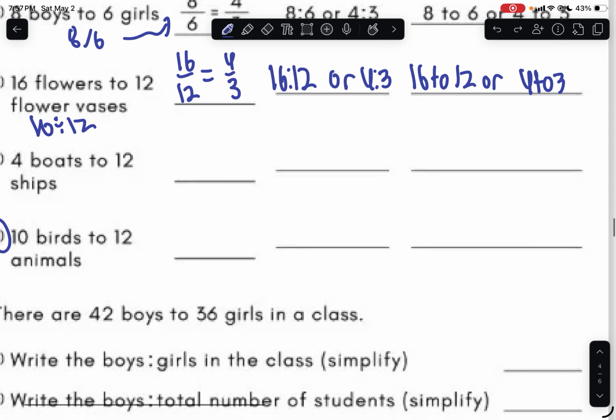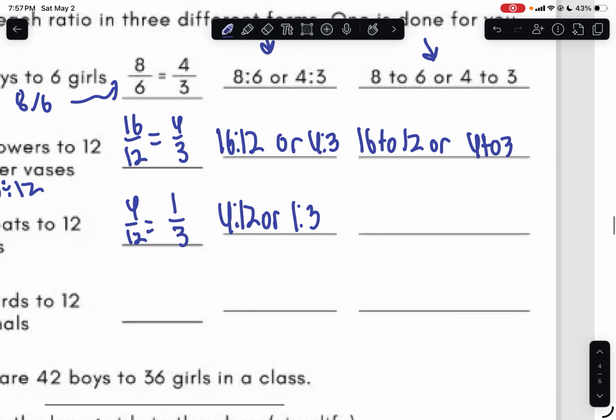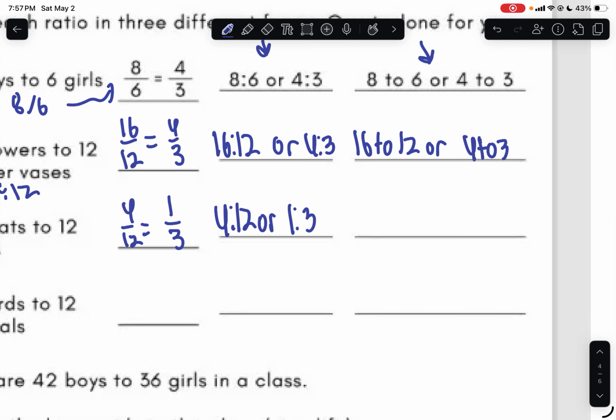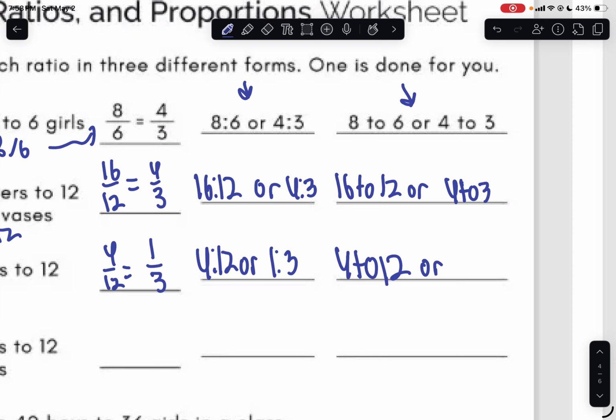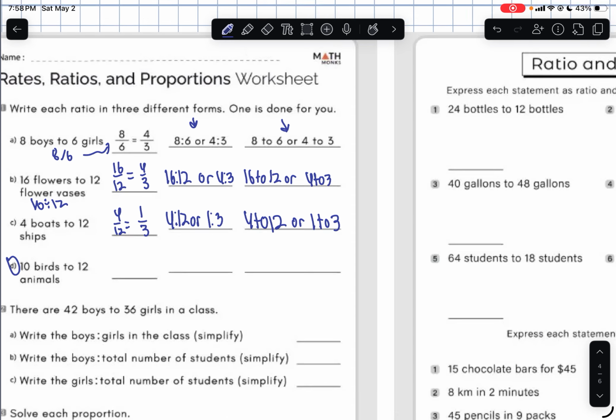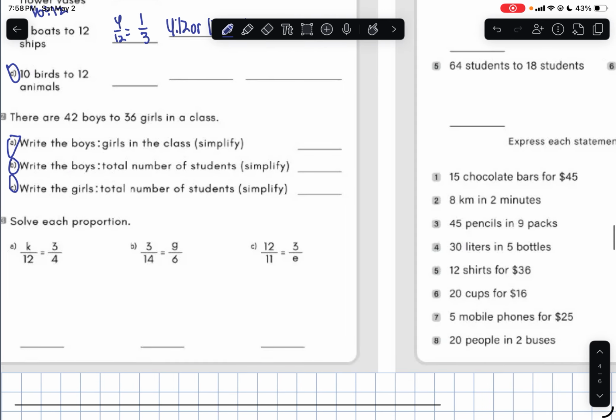So 4 boots to 12 ships, that's going to be 4 to 12. 4 divided by 12, or we can simplify this to 1/3. And this becomes 4 to 12 or 1/3 as the ratio. And then if we write it down as a proportion, it's the same exact thing, just with the word "to" in the middle instead of 2 dots, or 1/3. Okay, and then I'm going to let you do D. I'm also going to let you do A, B, and C of number 2. And then the proportions.